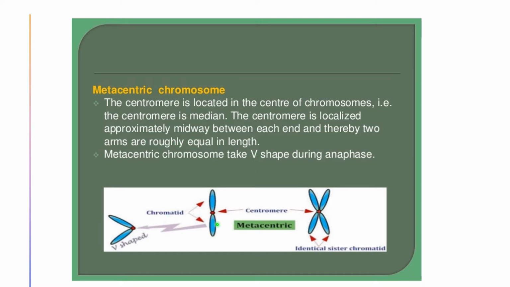And in this metacentric chromosome, they take a V-shaped structure during anaphase stage of mitosis. Okay, so metacentric chromosomes represent a V-shaped structure because the centromere is located in the center. Am I clear with this about metacentric chromosome?